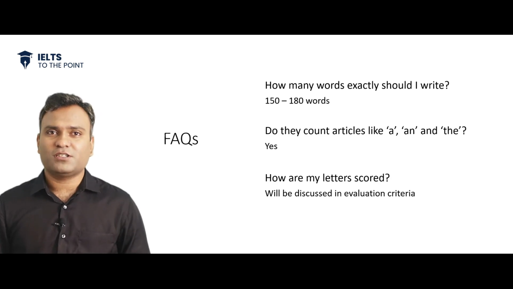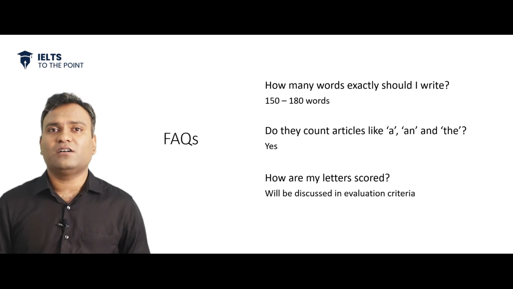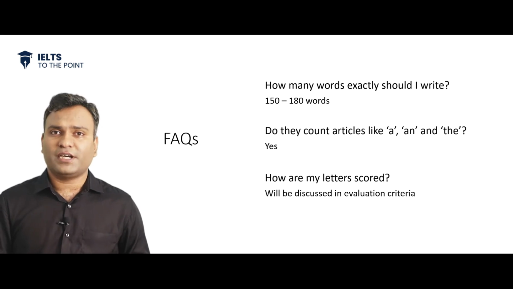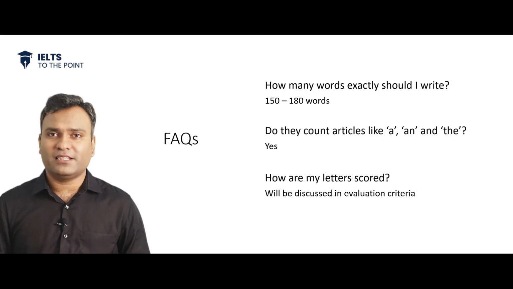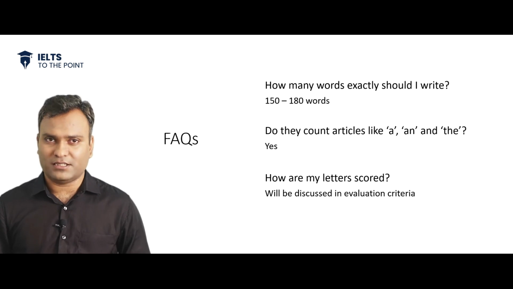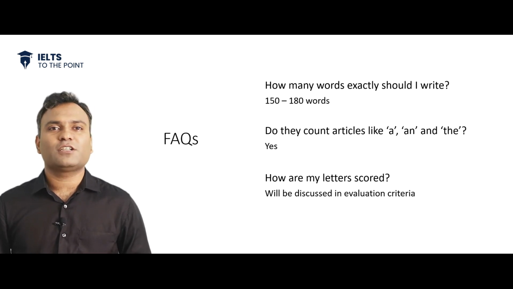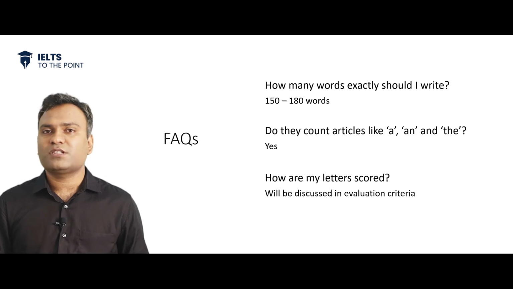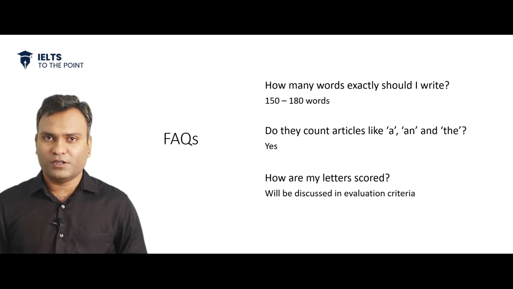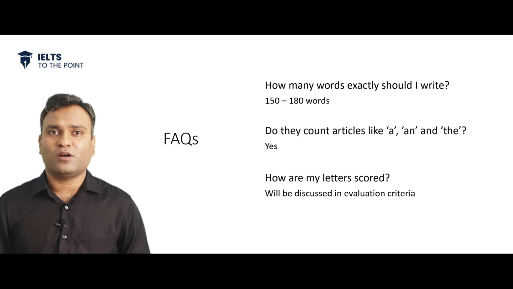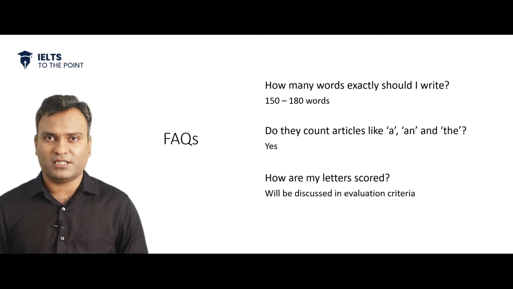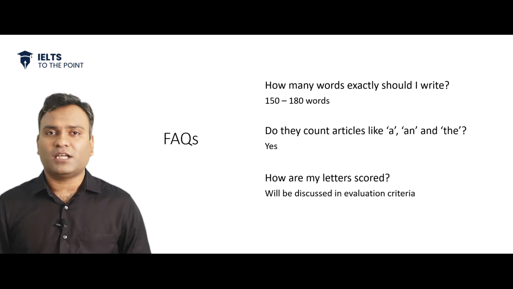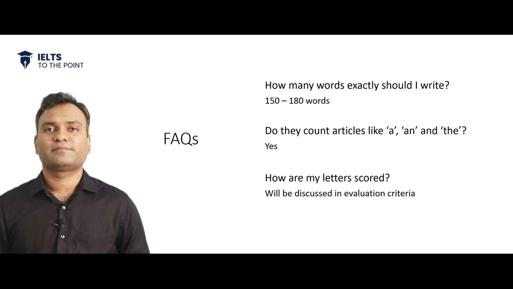The next question is, do they really count articles like a, an, the? The straightforward answer is yes, they count anything that contributes to the meaning of a sentence. And lastly, the question that students ask is, how are my letters scored? Now this part is discussed in two separate stages. Initially, we will try to understand the important aspects of the evaluation criteria in this chapter itself. Yet, the last chapter deals with evaluation criteria in details and with examples.